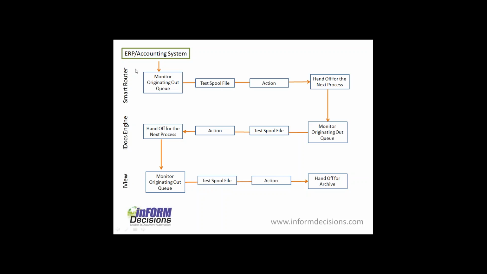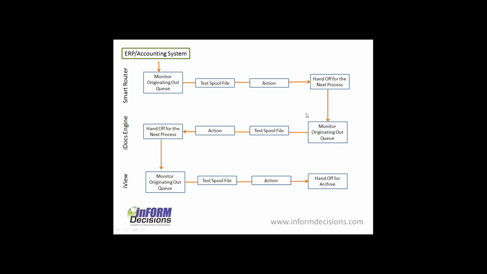So we're going to do that with the smart router, which is going to manipulate the original incoming spool file, because there's going to be data in there that doesn't appear on every page, and we want that data to appear on every page in our example. So we're going to show you how we manipulate that. And we're going to hand that off to the iDocs engine.